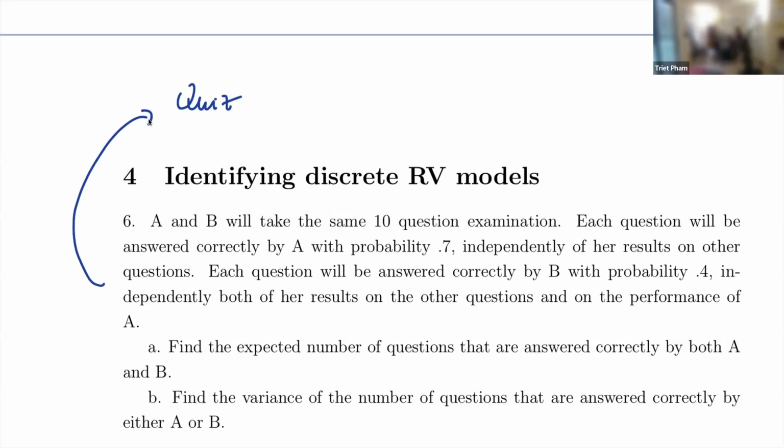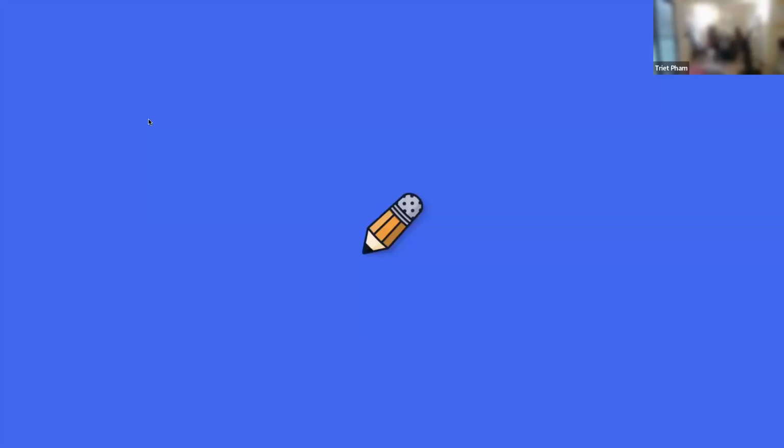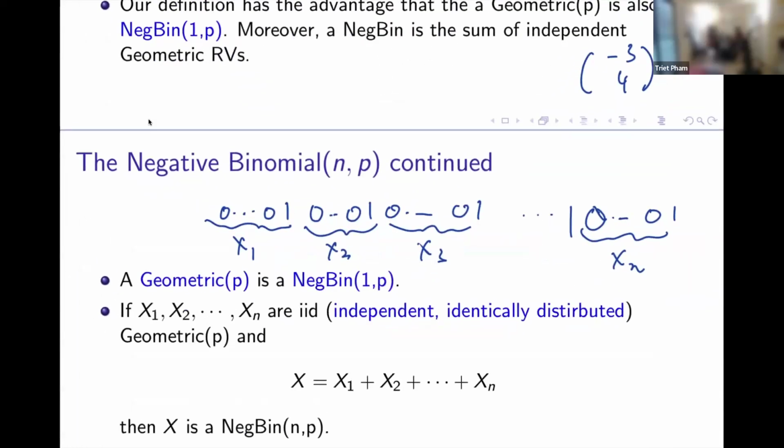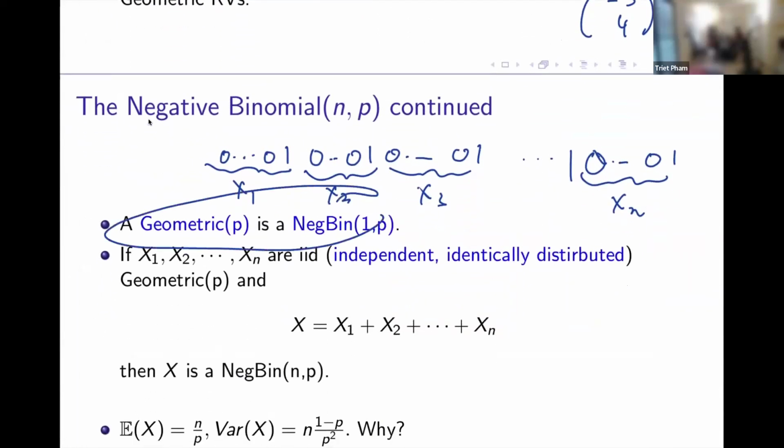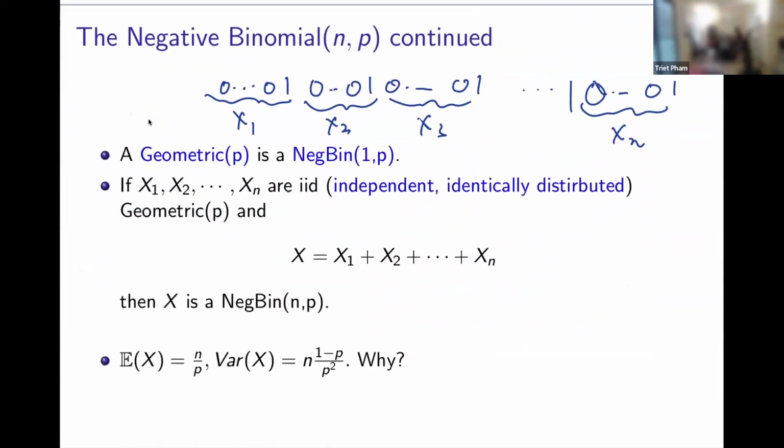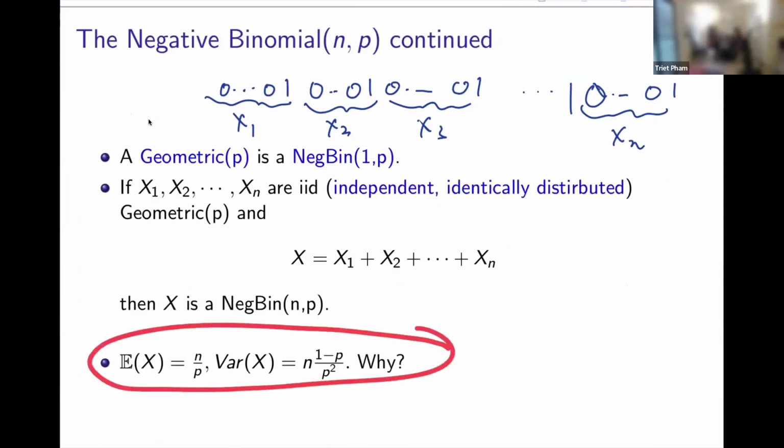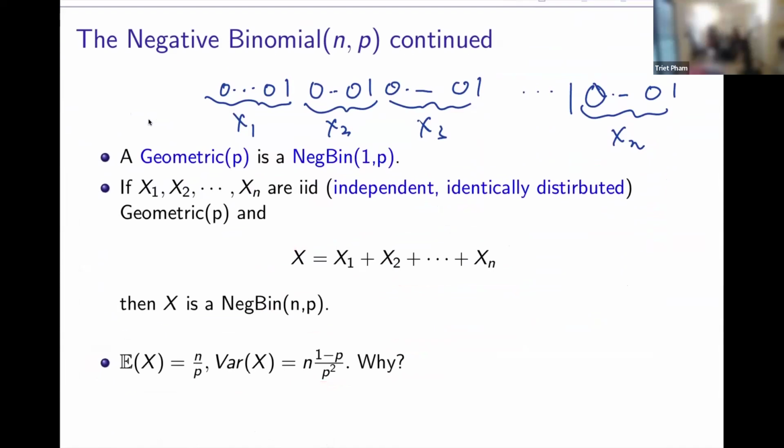All right. Is there any question before we continue? Okay. So we just mentioned that a negative binomial is a sum of IID geometrics, which then gives us a very easy derivation of the expectation and variance of a negative binomial.